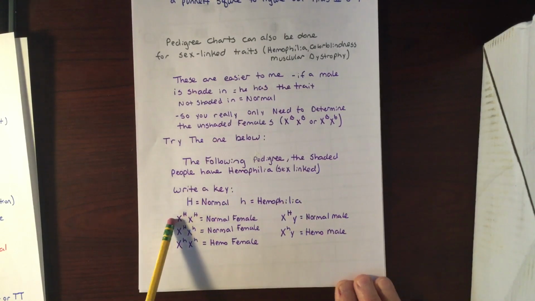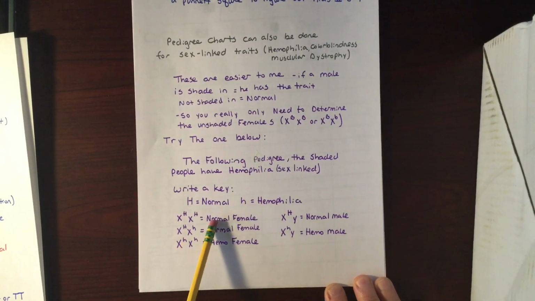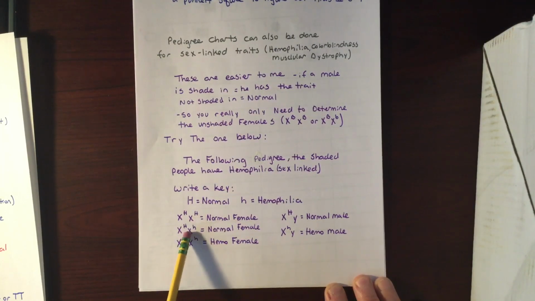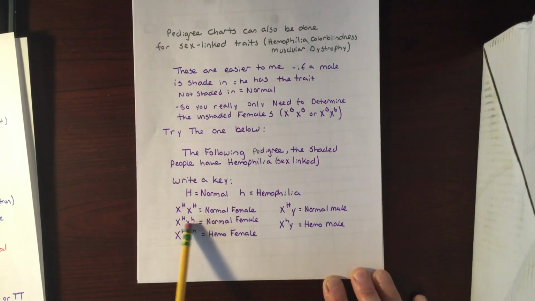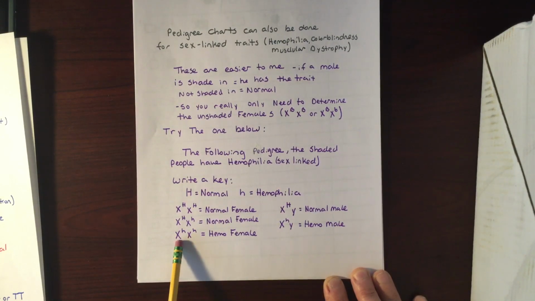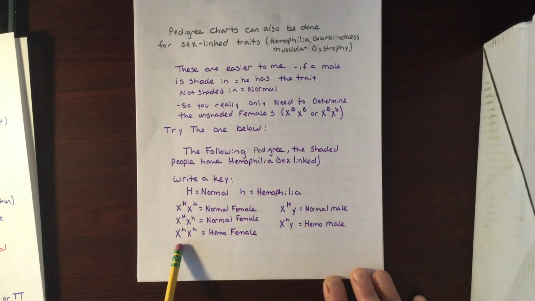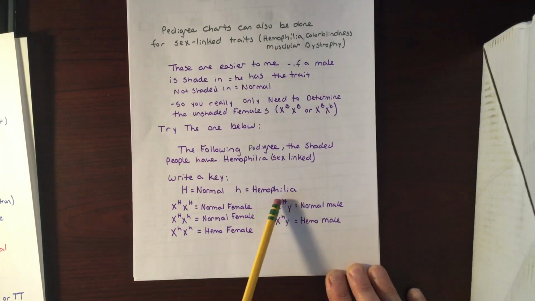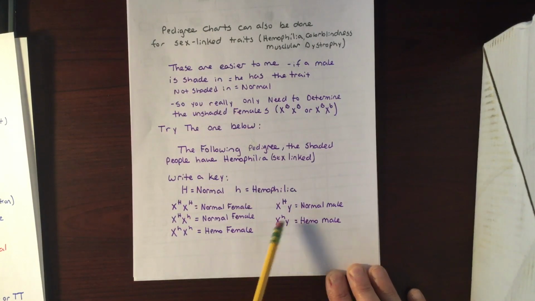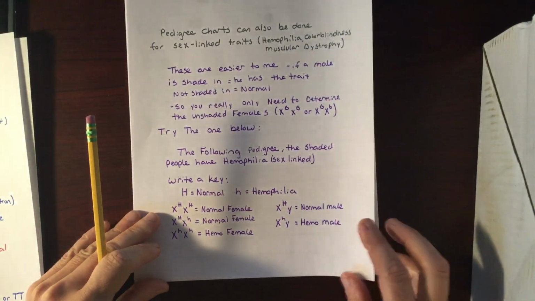So if you are a female, you are X big H, X big H, she's a normal female. X big H, X little h, she is a normal female. She's also a carrier, which means she can pass that little h gene on to her offspring. And then you have a hemophiliac female. It is absolutely possible. X little h, X little h. So the females have 3 choices. Males either have it or they don't. So if you're X big H Y, you're that normal male. If you're X little h Y, you're a hemophiliac male.